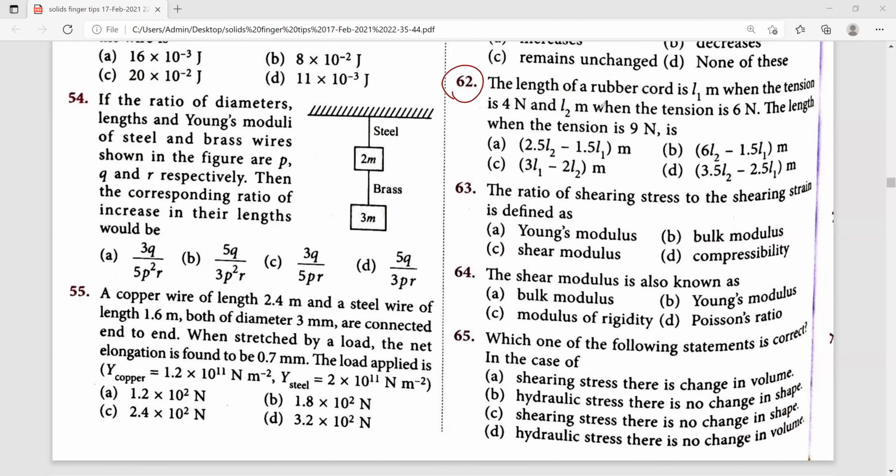62nd one. Length of a rubber cord is L1 meter when tension is 4 Newton and L2 meter when tension is 6 Newton. Length when the tension is 9 Newton is? How are you going to calculate for this one? Just try to understand this one. So 62nd one.